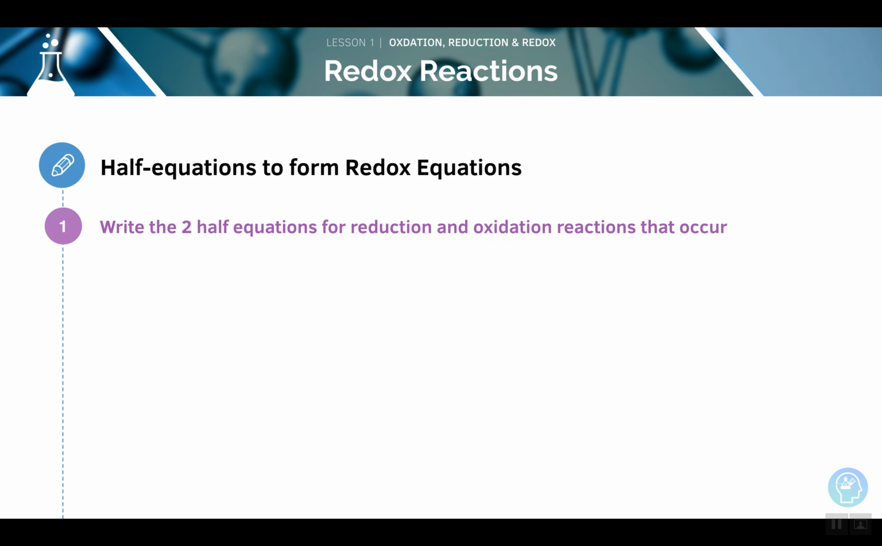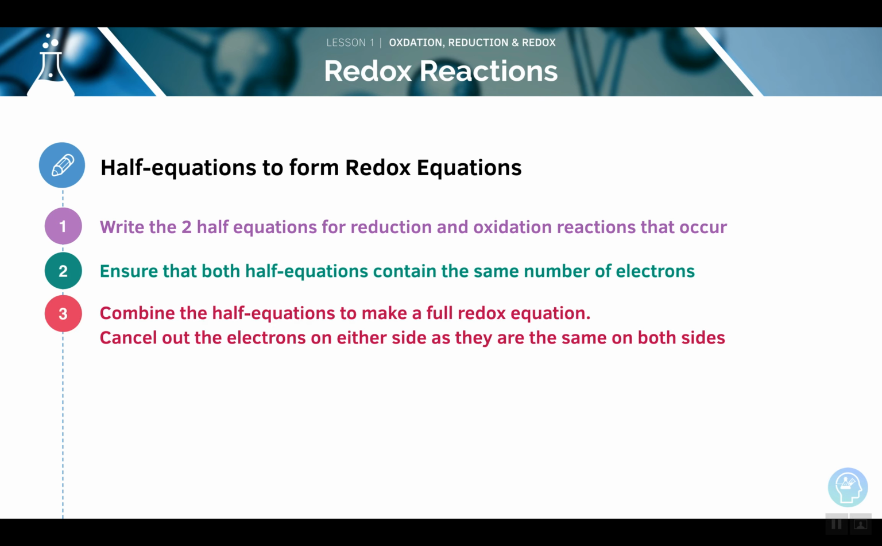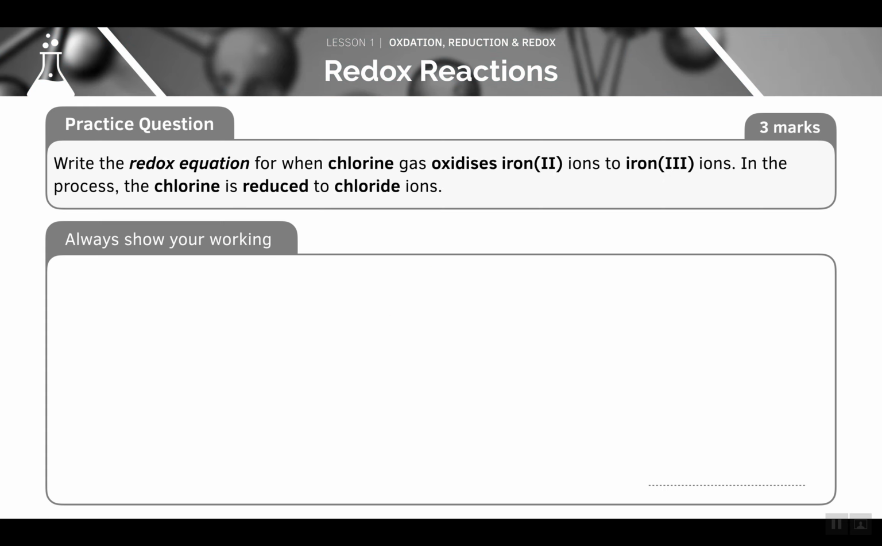Let's go through a method to form redox equations. First of all, write the 2 half equations for the reduction and oxidation reactions that take place. Next, ensure that both the half equations contain the same number of electrons. Finally, we can combine the half equations to make a full redox equation. Remember to cancel out the electrons on either side, as they will be the same on both sides. Let's attempt this practice question together to apply the rules we have just learnt. Pause the video now to try it on your own.